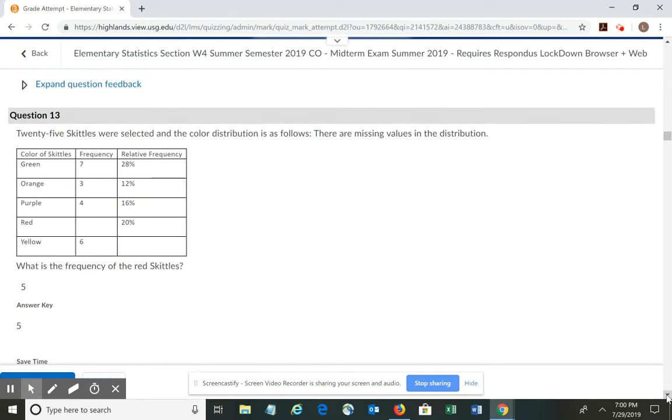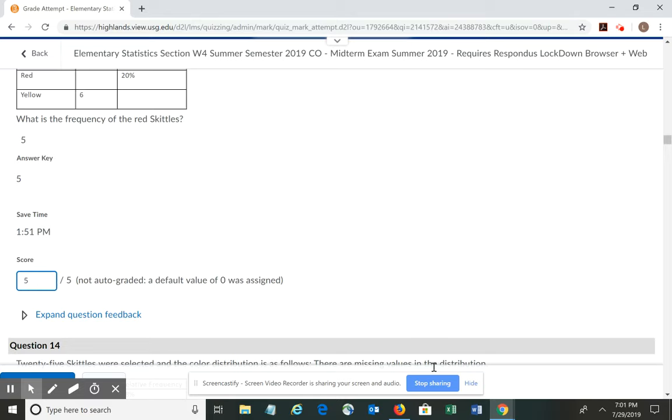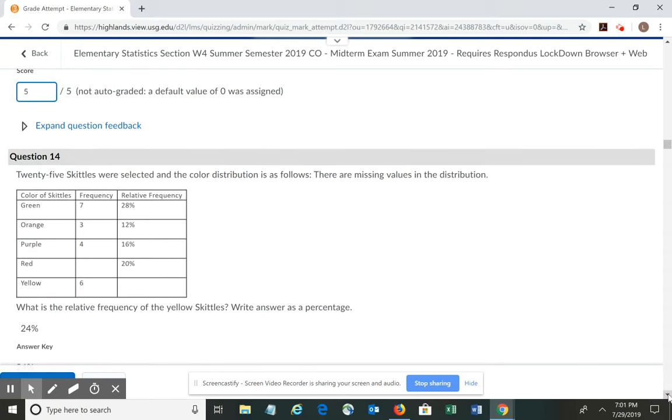Okay, then I move on to question 13. It says, what is the frequency of red Skittles? Well, I know I should have a total of 25. So I can see that I have 7, 3 is 10, plus 4 is 14, plus 6 is 20. So I need 5 more, so the frequency of red is 5. Okay, so she got it right. I have to put 5 in the box to show that she got it right.